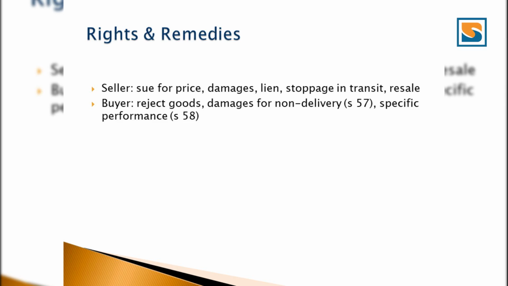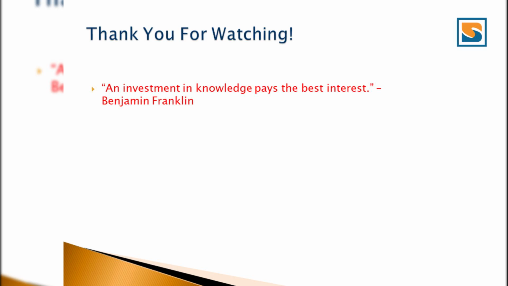Both sellers and buyers have remedies under the Goods Act. Sellers may sue for price or exercise their lien, while buyers may reject goods, seek damages, or even obtain specific performance under Section 58. That concludes topic 5 on sales of goods.